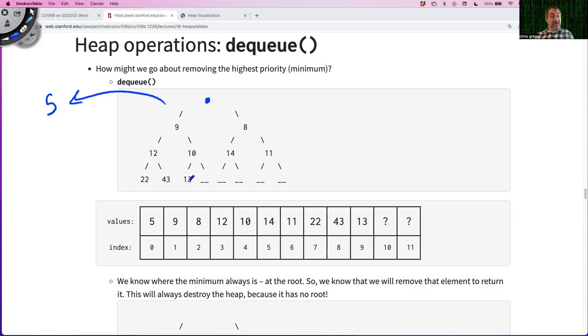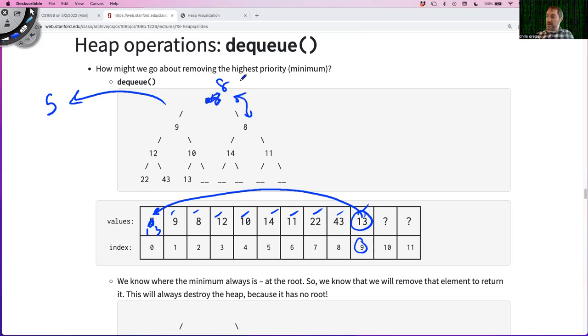This happens to be at the heap size minus one, right? The heap size was 9. Heap size minus one is, sorry, was it 5? 1, 2, 3, 4, 5, 6, 7, 8. Oh, it was 10. Heap size minus one is 9. So we take that index 13 and we just bump it up to the front. And then we bubble it down. So we put the 13 here, we bubble it down.